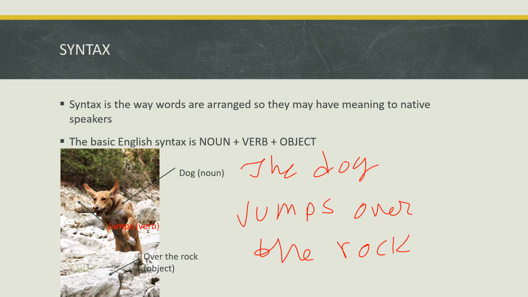So the object is the thing that gets the action, right? So the noun is the one that does the thing. Then we have the verb, which is the action, and the object, which receives the action. In this case, it's very straightforward. So we have the dog, which is the noun, jumps, in this case, which is the action of what the animal is doing, and then what is happening with regards to the action. So this is the very simple syntax in English.